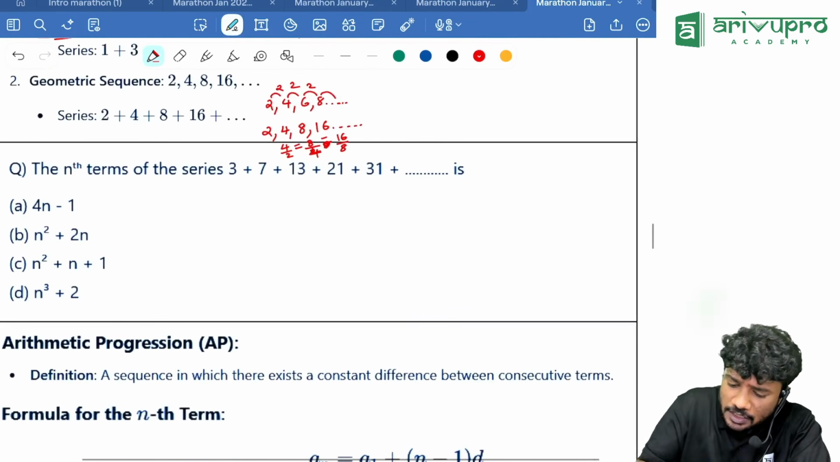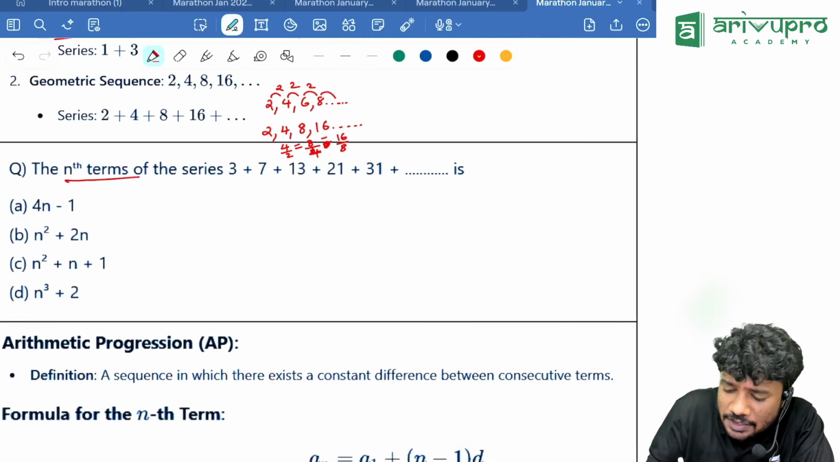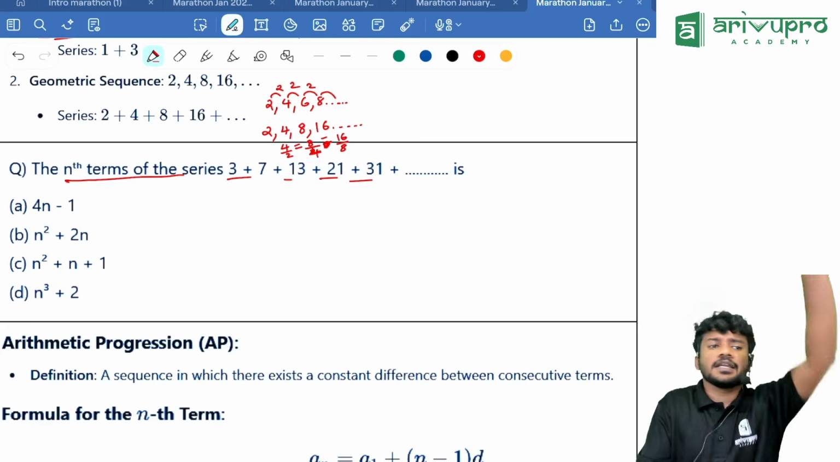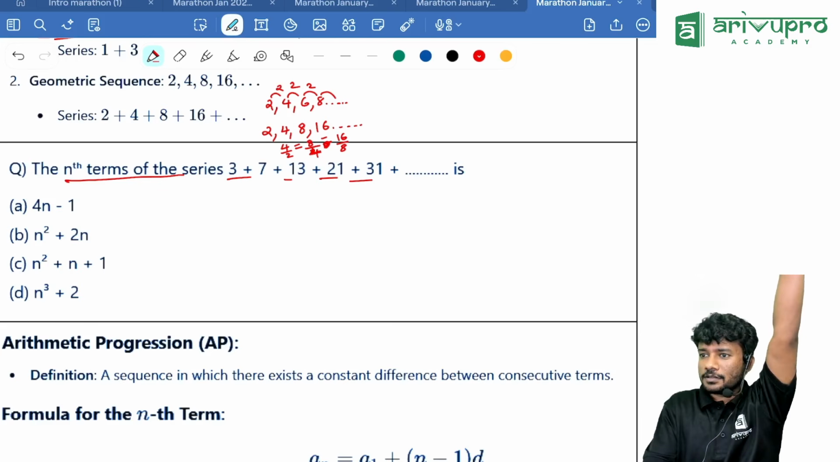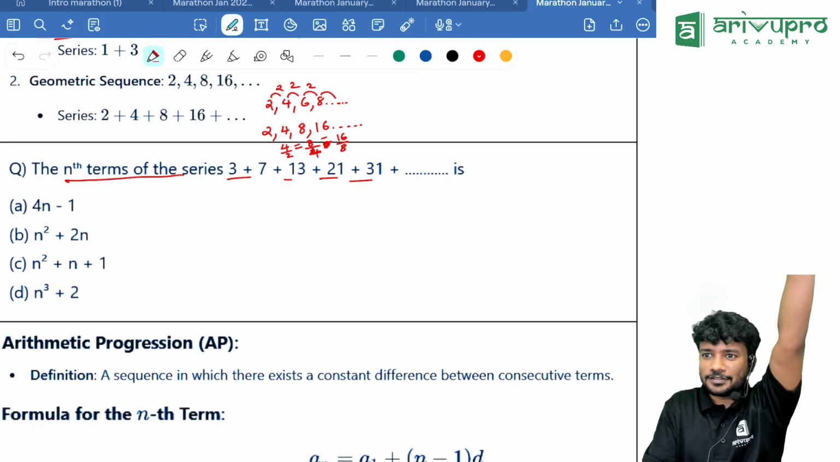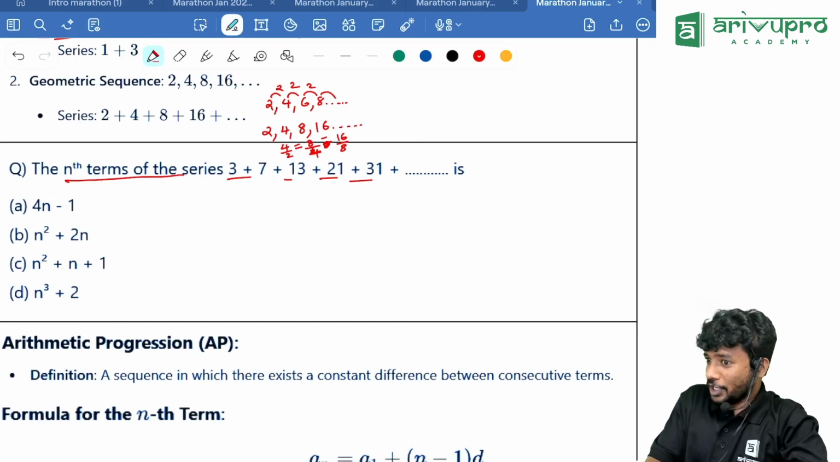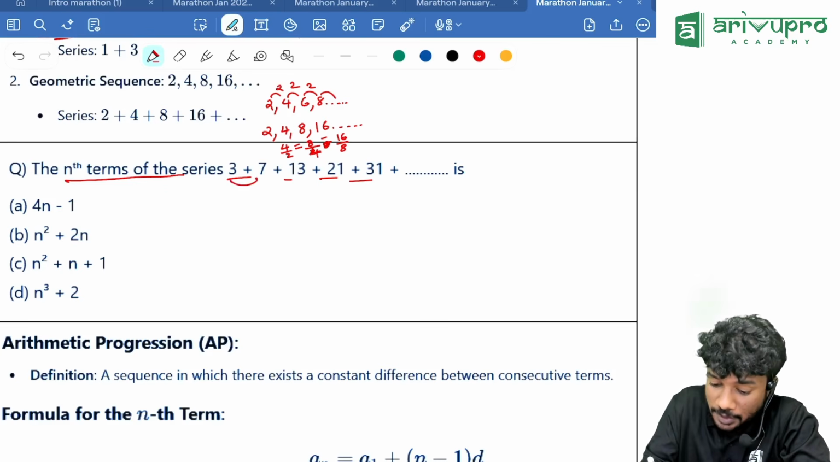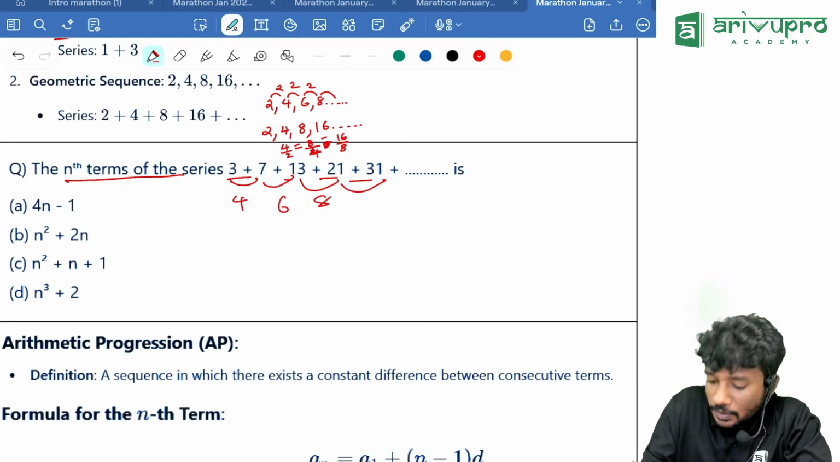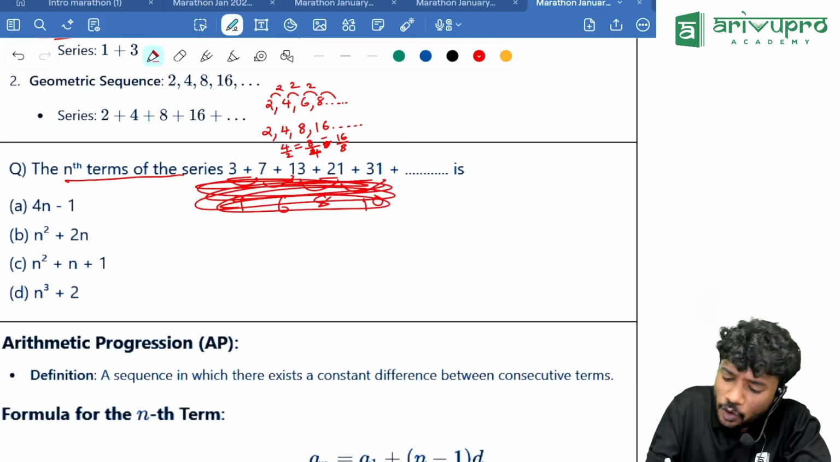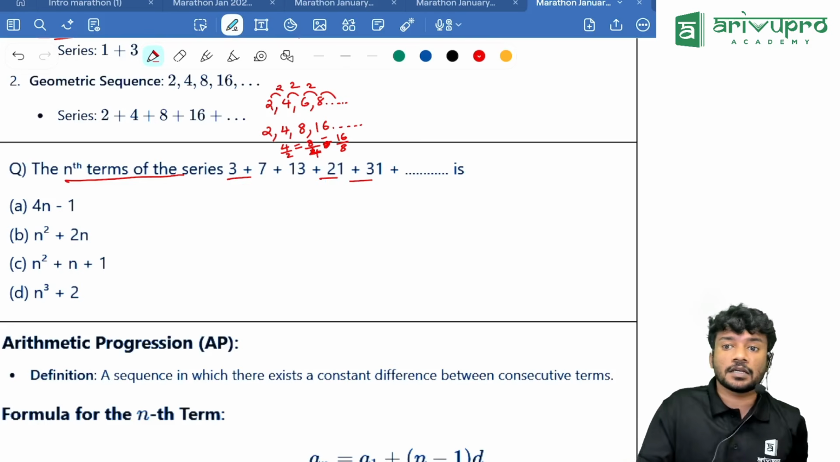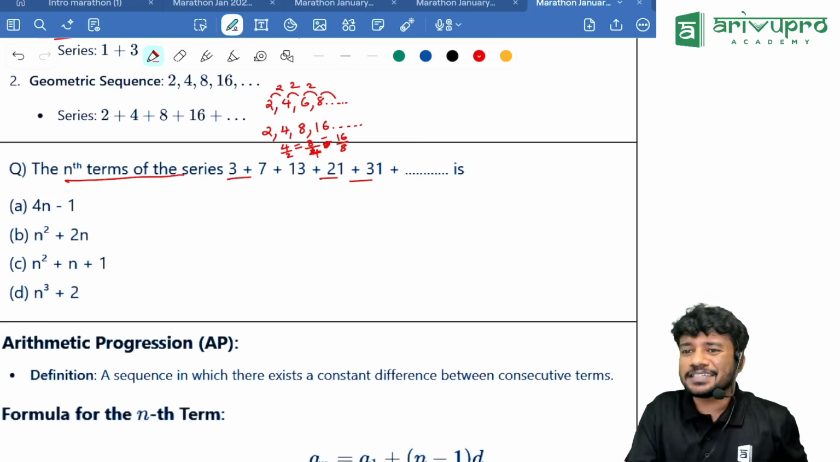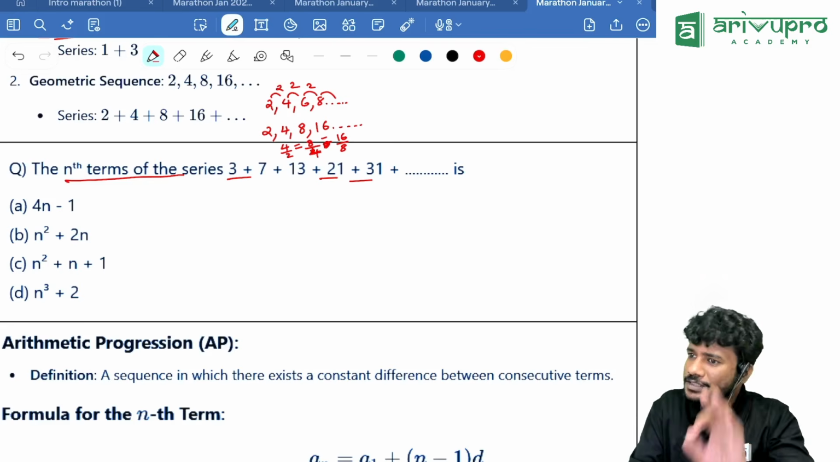Now, the first thing is we need to find the nth term of the series 3, 7, 13, 21, 31. Is it in AP? No. Why not? Because is there any common difference? No, the common difference over here is 4. Here it is 6. Here it is 10. That means it is not in AP. Is it in GP then? No, it is not in GP. It is a normal series. They have given it as a series itself.